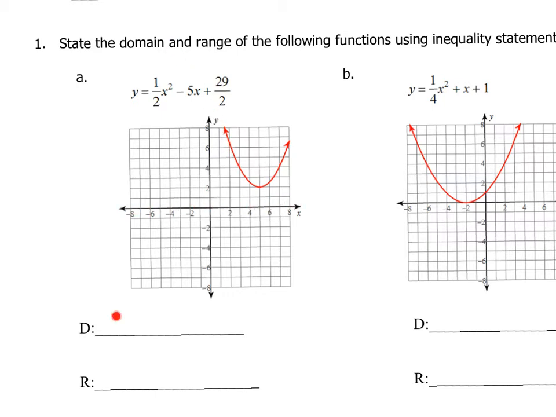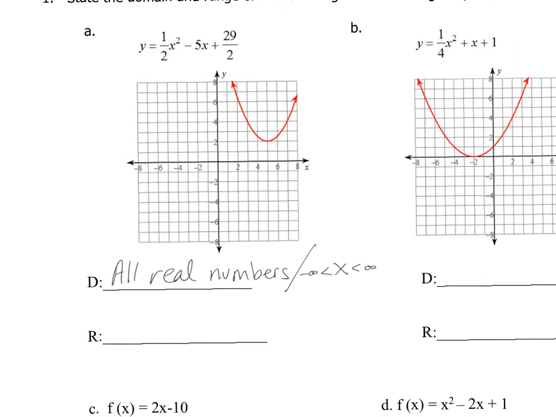Domain is asking us, does it ever stop going to the left and does it ever stop going to the right? Since the answer to that question is no, it doesn't stop, we're going to say that the domain is all real numbers. Another way to state the domain is to say that x is in between -infinity and +infinity. Whichever way you like to say it, it doesn't matter to me, but know that this graph will never stop getting fatter or wider. It'll keep going to the left and to the right.